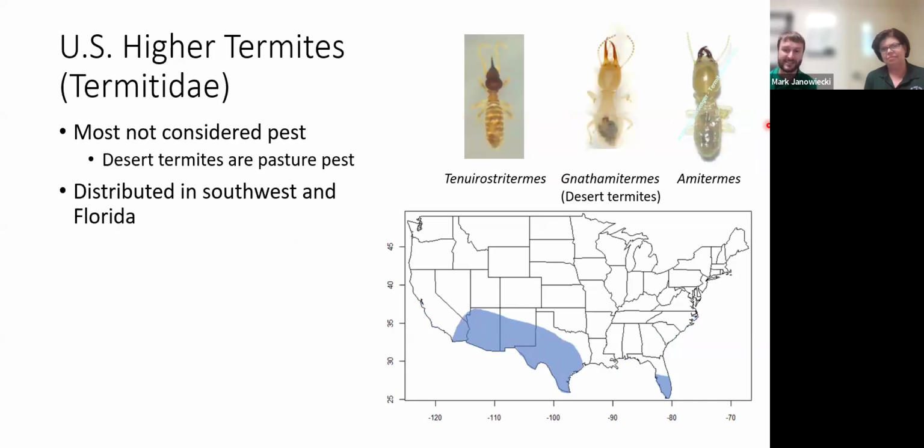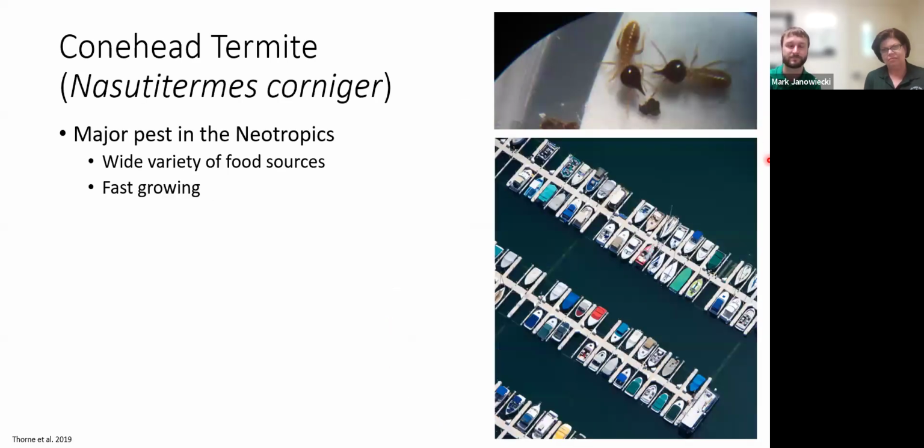We have higher termites. These are found mostly in Texas to California and southern Florida, so southwest and Florida. There are some pests. The desert termites in southwest Texas are out there feeding on grass and competing with some of the livestock out there. We do have a native nozzlehead termite, Tenuirostritermes, here. It's often confused with the conehead termites of the tropics, but this is out in the desert. They'll come up and forage above ground at nighttime, but they can commonly be found under rocks and under different areas.